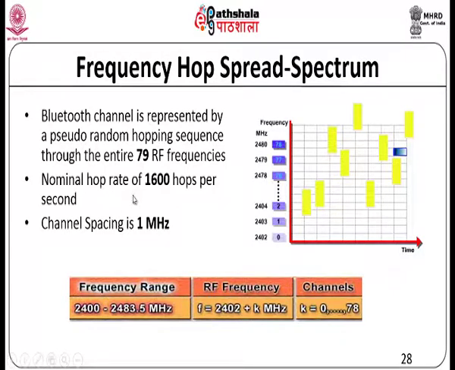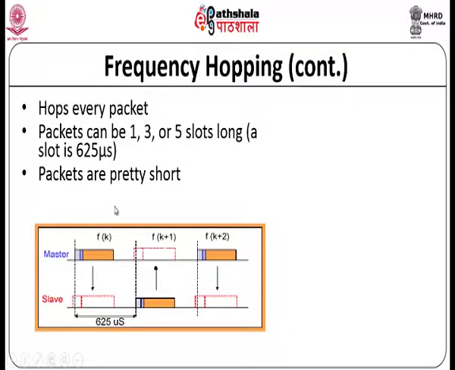Okay, so the nominal hop rate will be about 1600 hops per second. And you can see this figure which gives us the time versus frequency. At different points of time a different frequency will be used, and it is a random sequence, right. So which is why we say a pseudo-random hopping sequence is used. Okay. So for every packet there is a hop that will take place, a different frequency will be used.